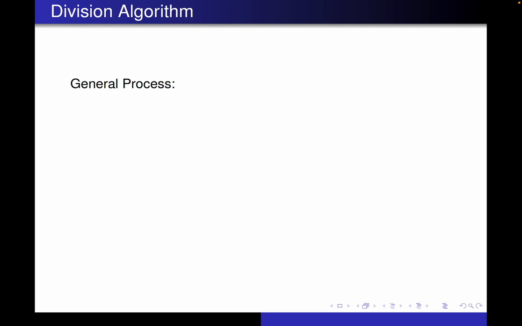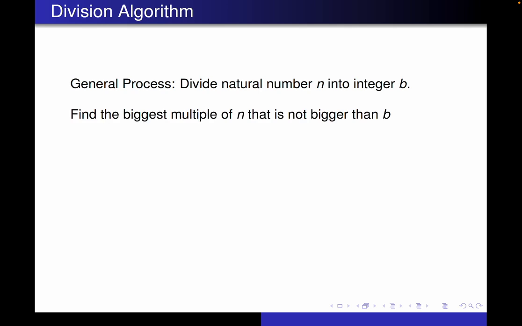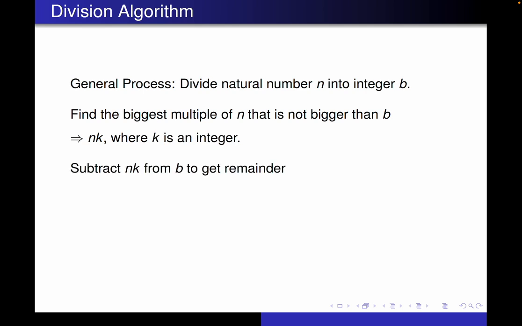In general, what's going to happen is you're going to divide some natural n into some integer b. So you're doing b divided by n. You try to find the biggest multiple of n that is not bigger than b. So it's nk for some integer k. Then we're going to take that nk, subtract it from b to get that remainder. So we get b minus nk equal to r. This is exactly the same process we did on the previous slide when we divided 53 by 6.